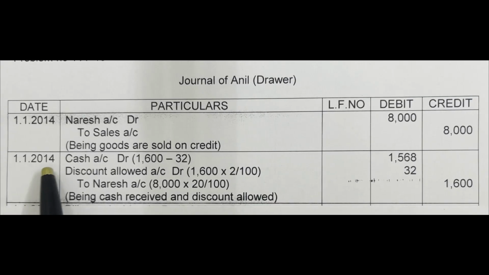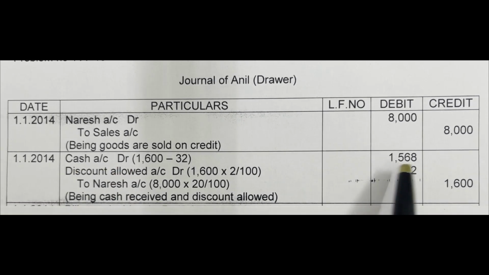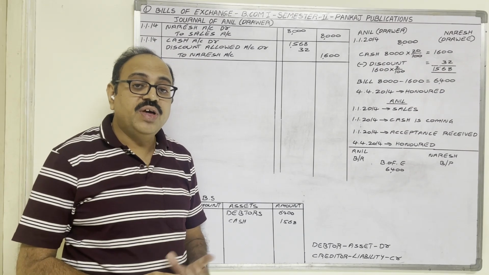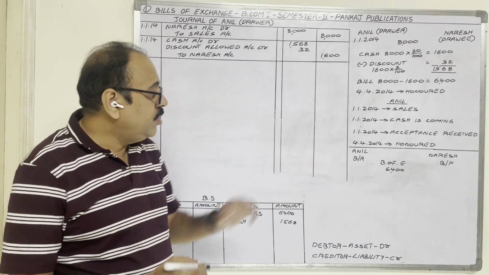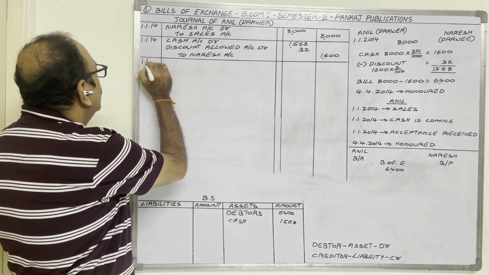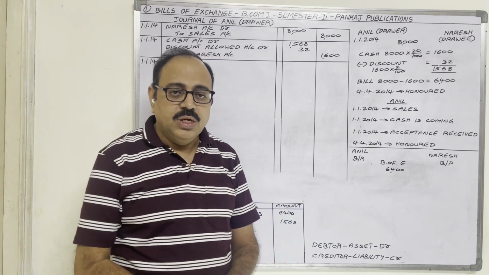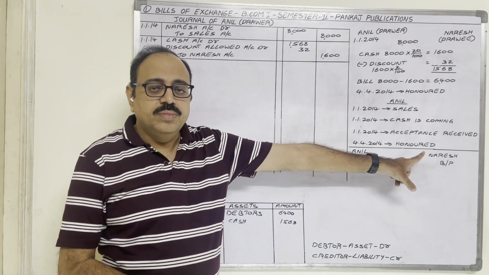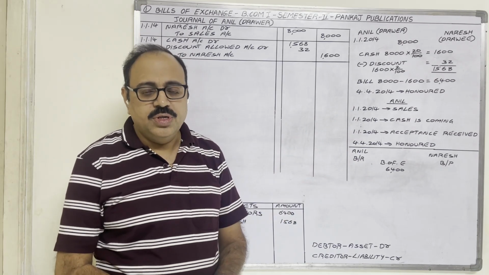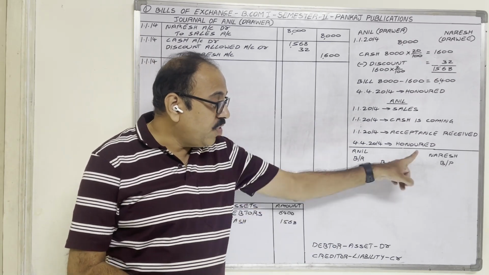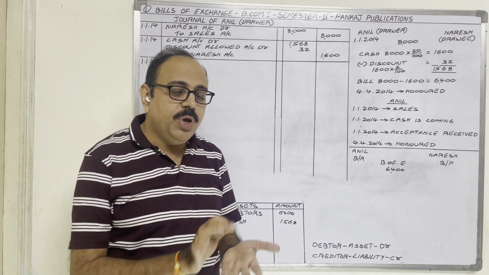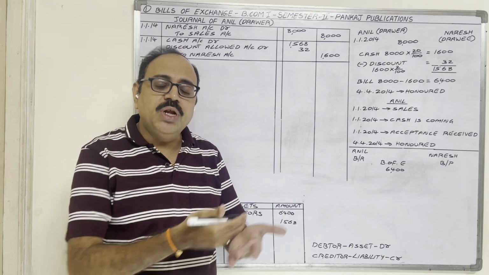Second entry, on 1st January 2014: cash account debtor 1,568, discount allowed account debtor 32 rupees, to Naresh account 1,600, being cash received and discount allowed. Now the third entry is for receiving acceptance. The date is the same, no? 1st January 2014. Naresh is a debtor for 6,400 rupees. If we have confidence in him, then we don't require any written proof. But here Anil wants a written proof from Naresh. So Anil prepared a bill of exchange and received acceptance from Naresh.